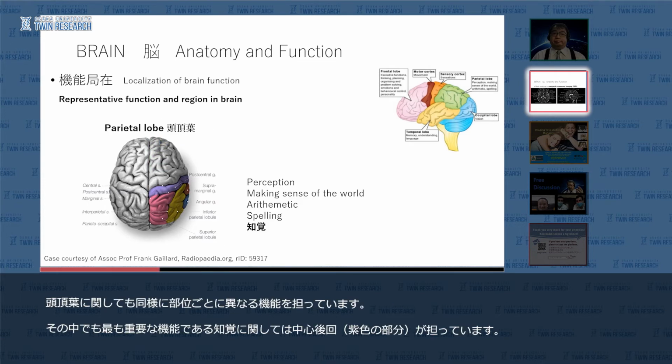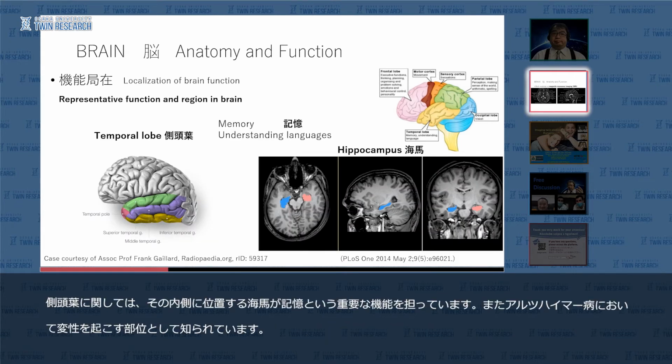The parietal lobe also has a variety of functions depending on areas, such as perception, making sense of the world, arithmetic, spelling, and the most important function is, I think, perception from the sensory cortex, that is from the postcentral gyrus.